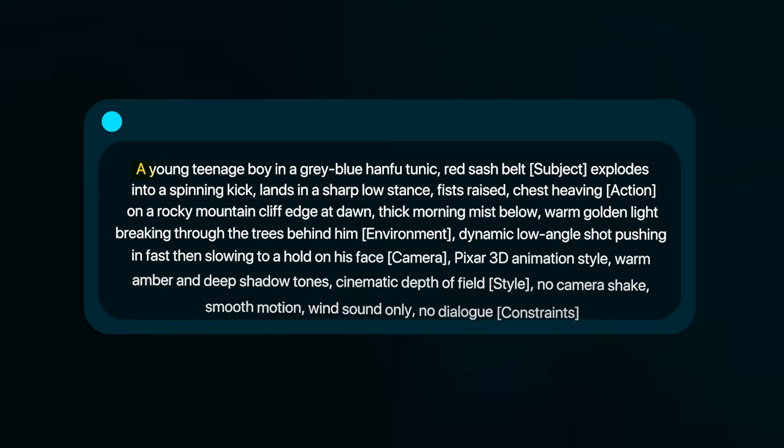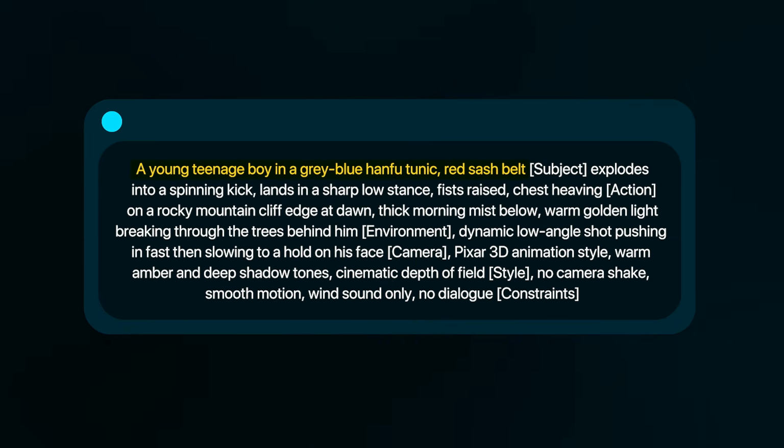Here's an example of what a basic prompt looks like. A young teenage boy in a gray-blue Hanfu tunic, red sash belt, explodes into a spinning kick, lands in a sharp low stance, fists raised, chest heaving on a rocky mountain cliff edge at dawn. Thick morning mist below, warm golden light breaking through the trees behind him. Dynamic low-angle shot pushing in fast, then slowing to a hold on his face. Pixar 3D animation style. Warm amber and deep shadow tones. Cinematic depth of field.